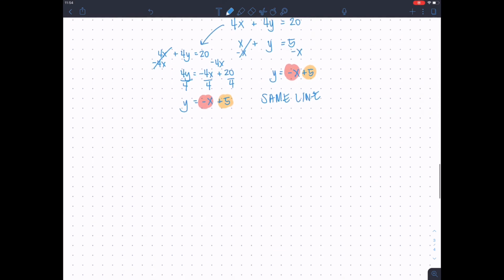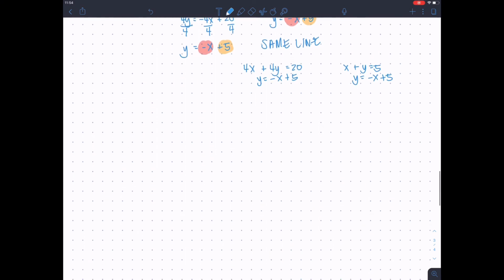So I'm going to take 4x plus 4y equals 20, and my other equation is x plus y equals 5. And when I wrote them in slope-intercept form, I had y equals negative x plus 5, and I had y equals negative x plus 5. We can use substitution here to solve this. So this is the expression for y. So I'm going to take this and put it over here into that equation.